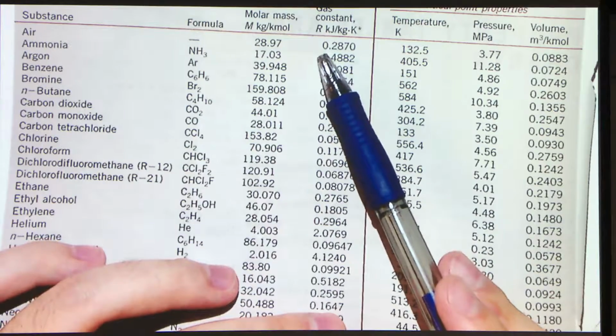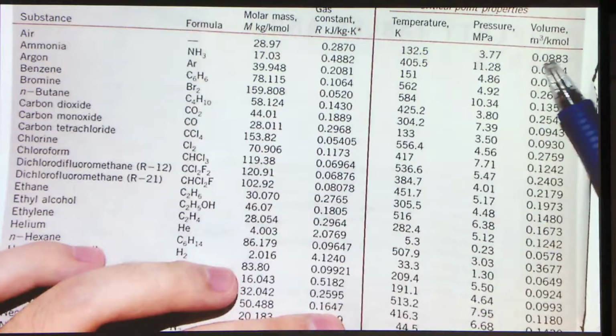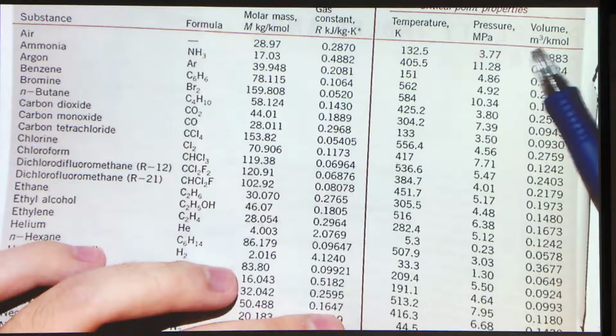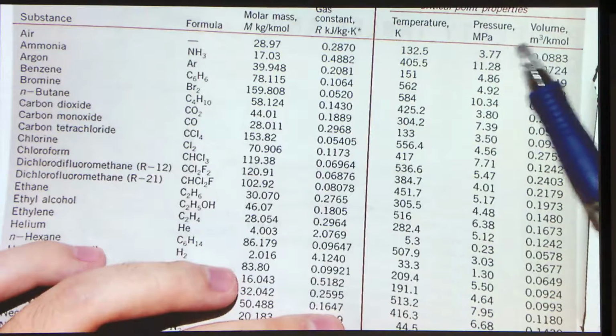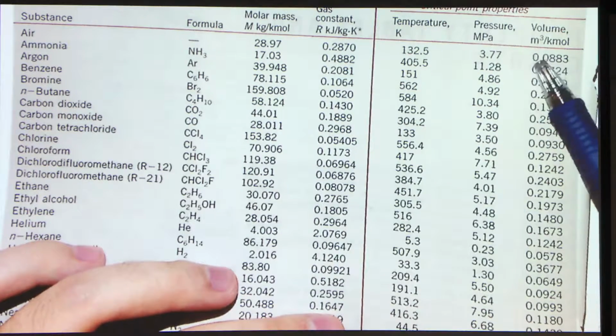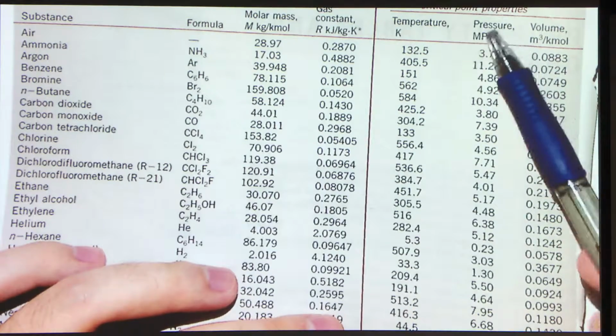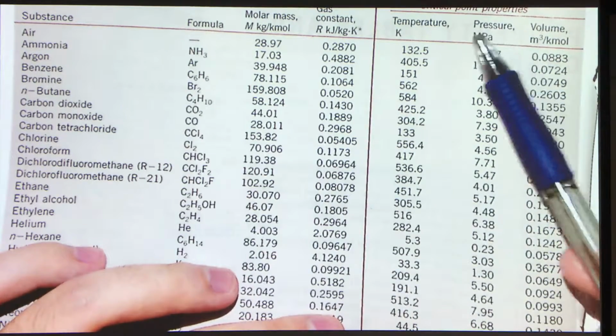And for the critical point properties, the volume will be a little bit different. It's m cubed per kilomole. It's not the specific volume. I will later explain why. For the pressure, note that it is in megapascal. So if you need to use this critical pressure, then you need to change your unit on your own.